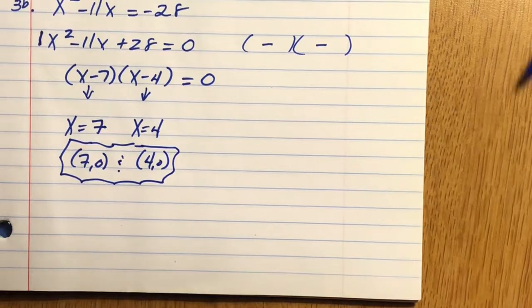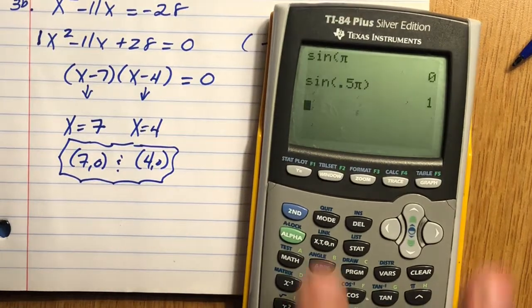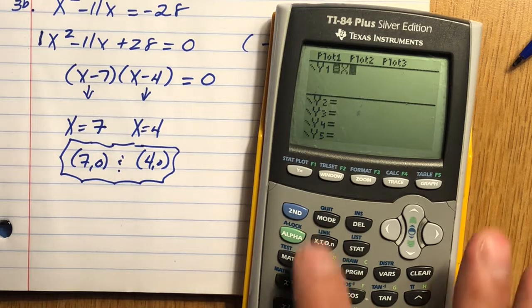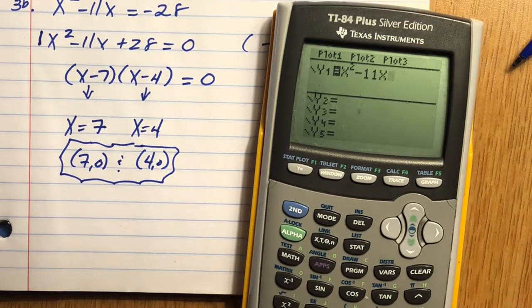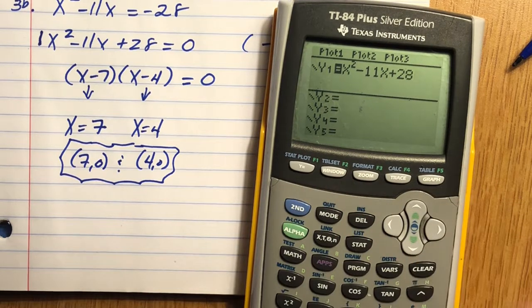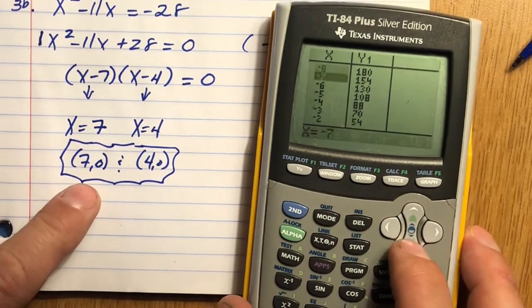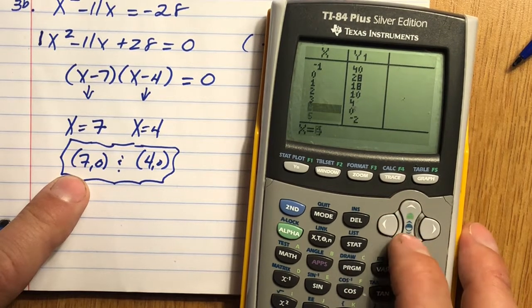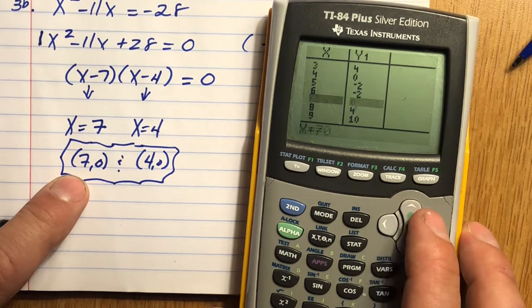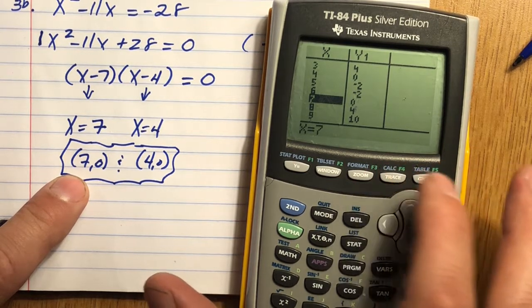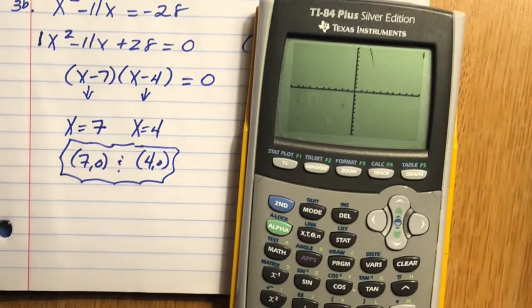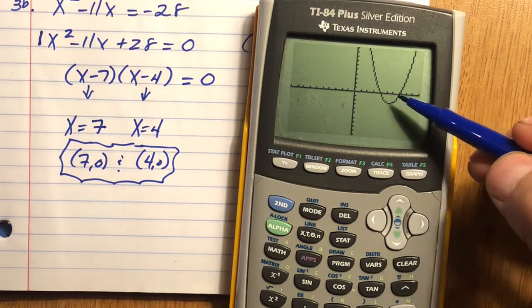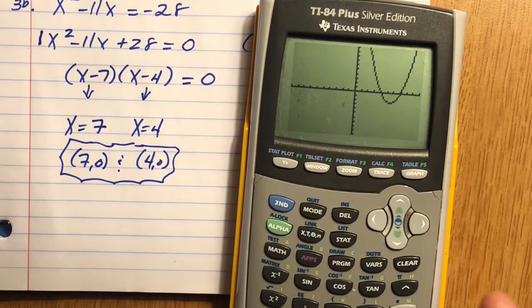Just to show you again how to use your calculators for checking, you go to y equals, but you have to type this in standard form: x squared minus 11x plus 28. I can do this a couple different ways. If I go to my table, I'm looking for 7 and 4. So when x is 7 and x is 4, there's one answer right there, 4 comma 0, and there's the other one, 7 comma 0. Those are my answers. If you go to your graph, look at that, it has an x-intercept at 4 and at 7, there and there. So those are my answers. That's how you would find your answers.